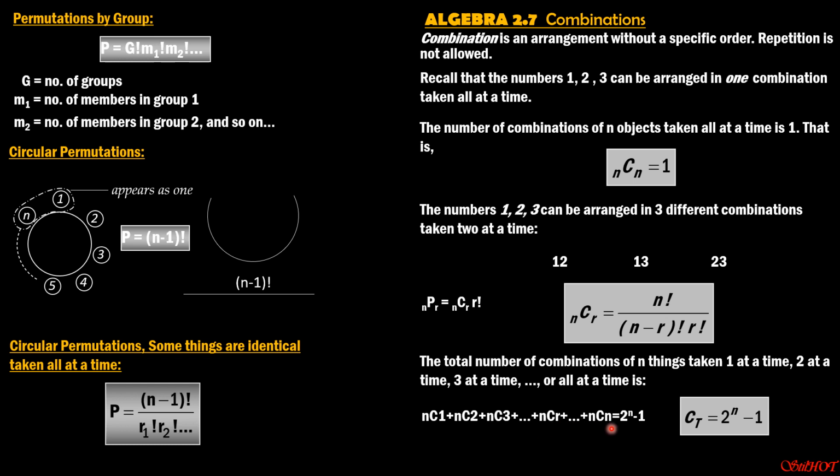So to illustrate, let's have 4C1 plus 4C2 plus 4C3 plus 4C4. That's 2 to the 4 minus 1. So 16 minus 1 is 15. You also evaluate 4C1 plus 4C2 plus 4C3 plus 4C4 individually and you will notice that it is also equal to 15.